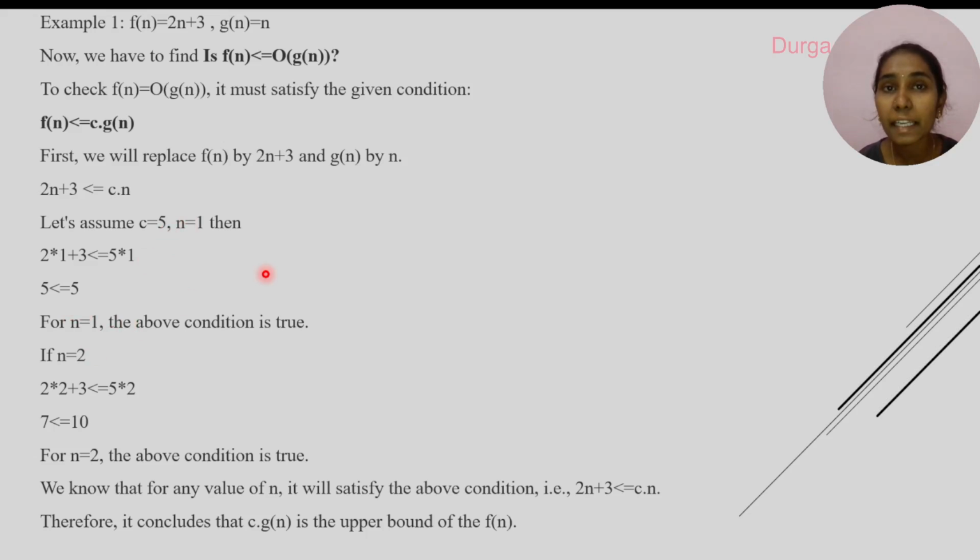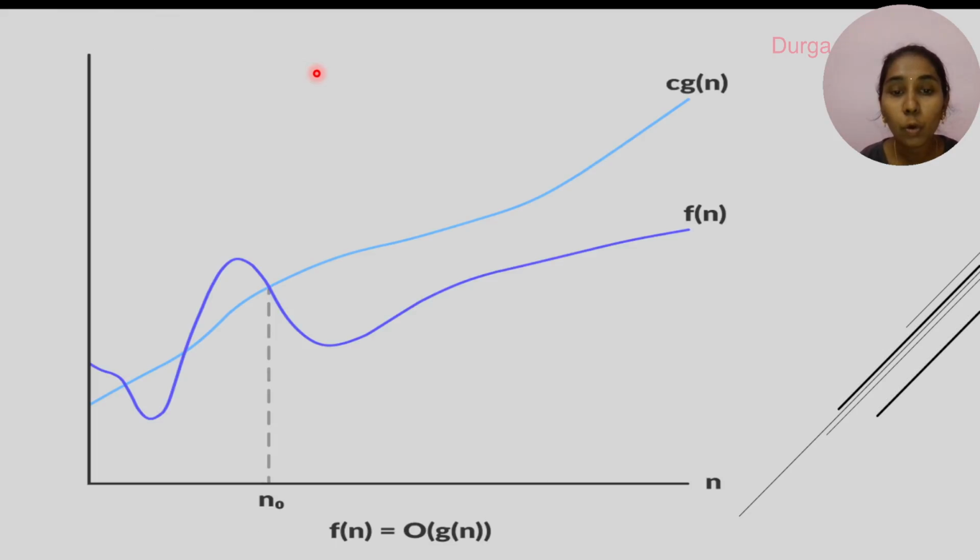But we have to take the least value. Among 5, 6, 7, 8, 9, 5 is the least value. So we have to take the least value. So for n equal to 1, the above condition is true. If we take n equal to 2, this condition also becomes true. So by this, we are proving f of n less than or equal to order of g of n. So this is big O notation.